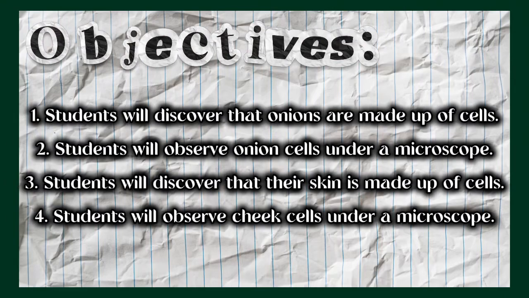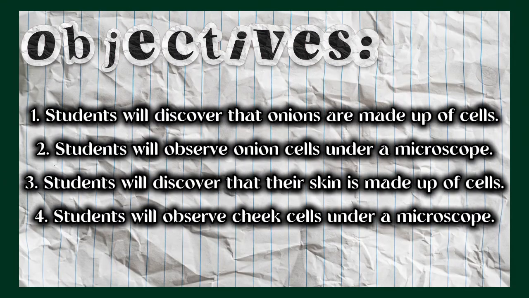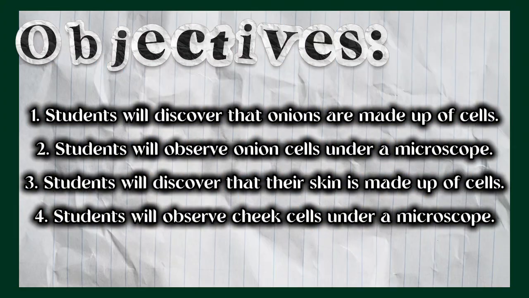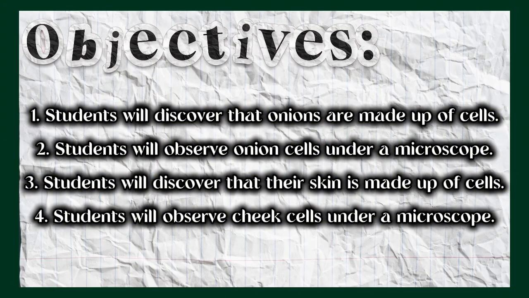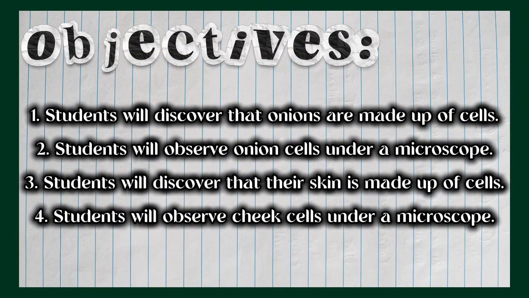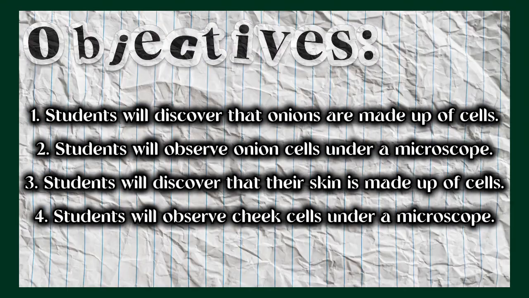The objectives of this laboratory activity are: students will discover that onions are made up of cells. Students will observe onion cells under a microscope. Students will discover that their skin is made up of cells. Students will observe cheek cells under a microscope.